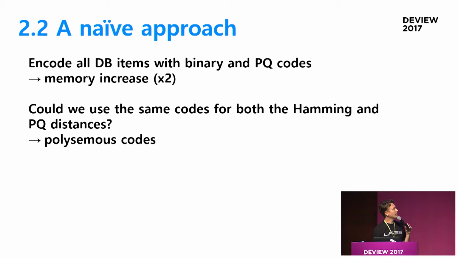So the question we ask is, could we use the same codes for both the Hamming and PQ distances? And that's exactly what we'll do with Polysemous codes.